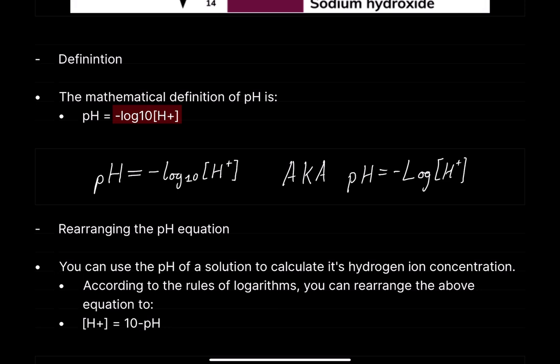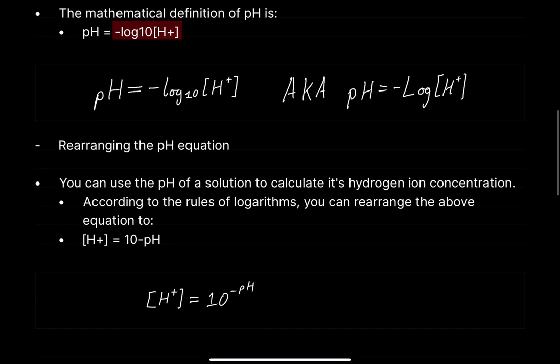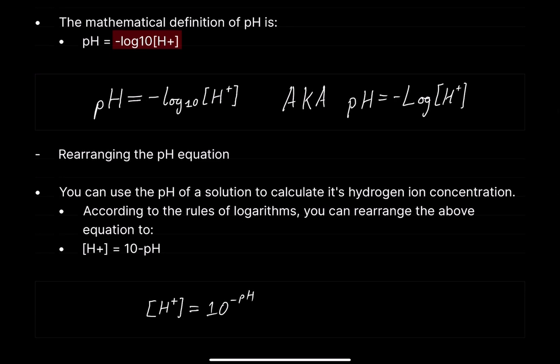But let's say that we wanted to work out the flip side of H plus. Say we wanted to work out the H plus concentration, because it's very easy to see how we work out the pH with the H plus concentration. But what if we want to find out what the H plus concentration is in our solution if we already know what the pH is? Say they tell us what the pH is. Well, we can just rearrange the equation. So you can use the pH of a solution to calculate its hydrogen ion concentration, the H plus concentration.